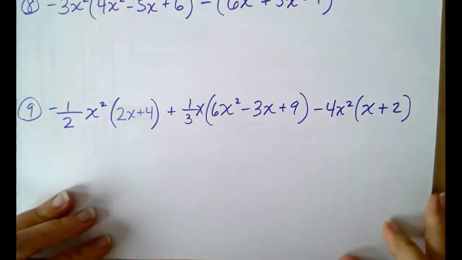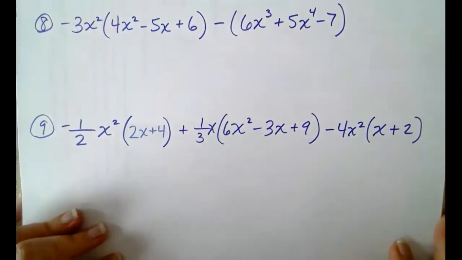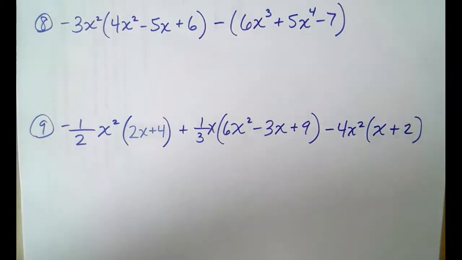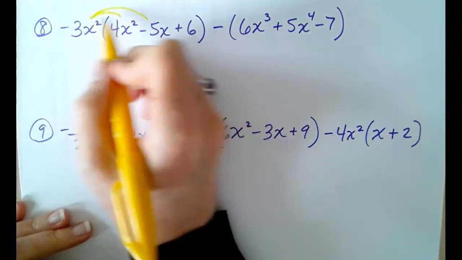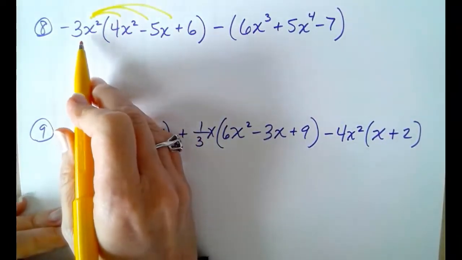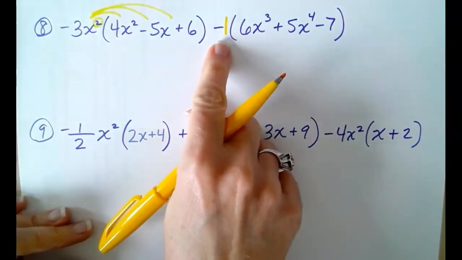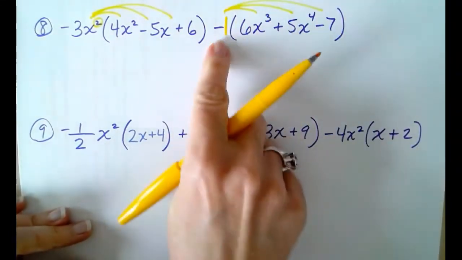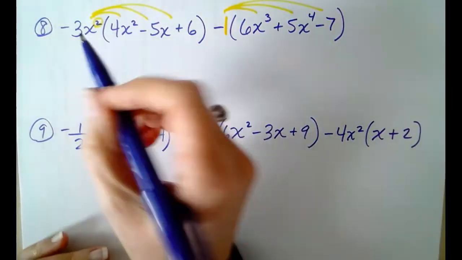Finally, 2 last problems where we are adding or subtracting, leaving our answers in standard form. Both of these require use of the distributive property first. So I will be distributing a negative 3x squared, and I'll also be distributing a negative 1. Be on the lookout for that when there's a minus sign directly in front of parentheses.